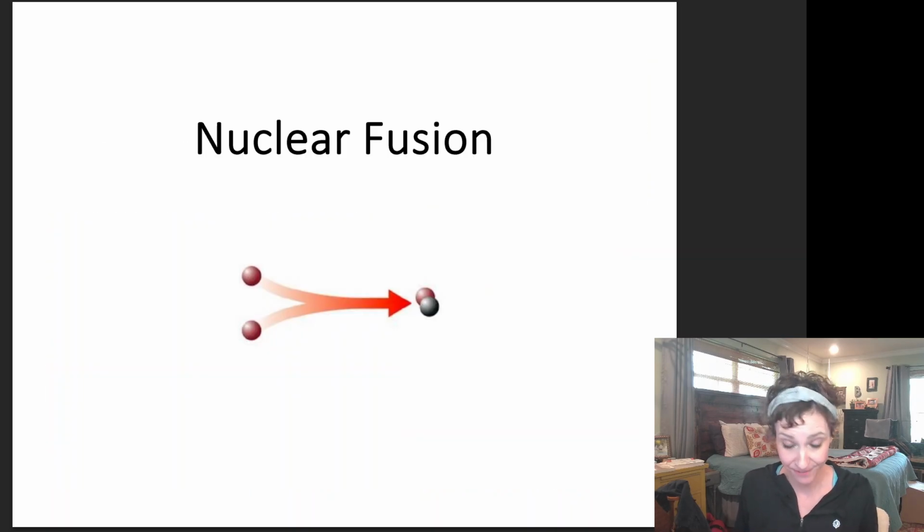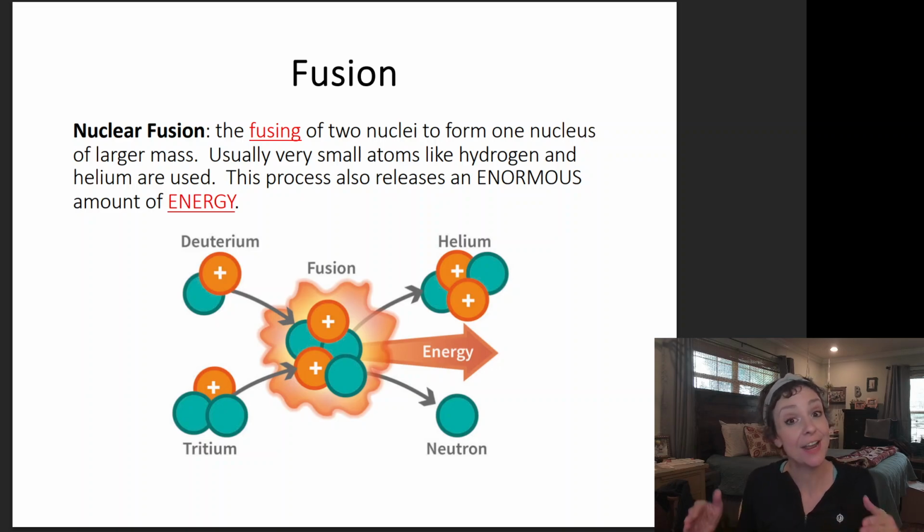So that's fission, which is really exciting, which is the splitting of an atom into smaller pieces. Fusion is the fusing of 2 or more nuclei to form one nucleus of larger mass. Now, the nuclei that I'm fusing together are usually very small atoms like hydrogen and helium, okay? In fact, what I'm looking at here in this picture is deuterium and tritium, which are actually isotopes of the element hydrogen, whose atomic number is 1, very, very small.